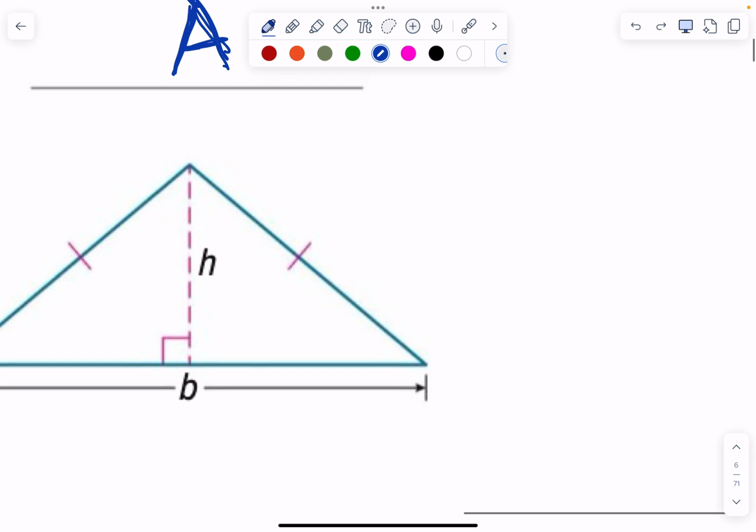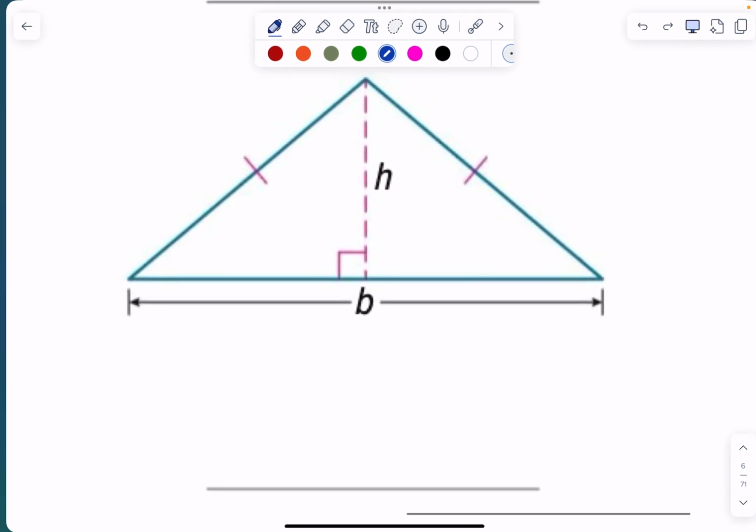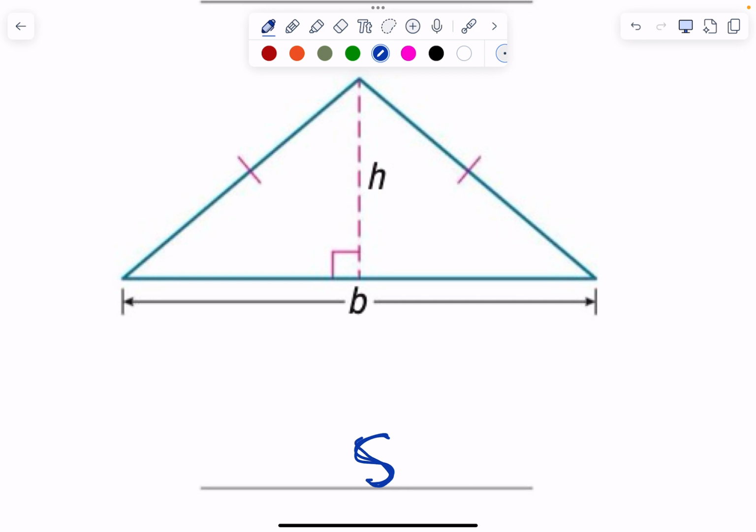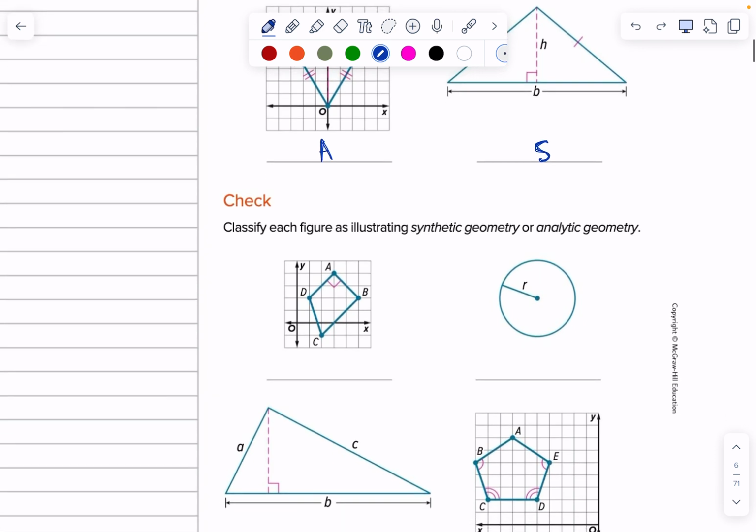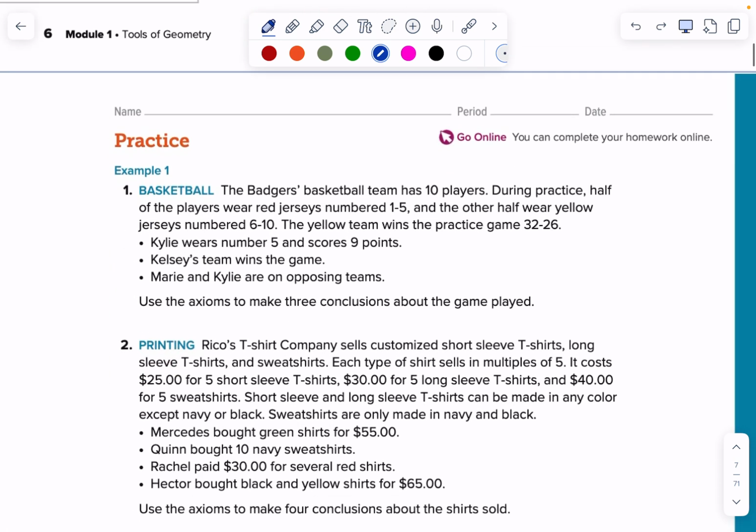Interesting. Okay. And this one is synthetic. What kind of triangle? Yes, synthetic isosceles. It's an isosceles triangle, because these two sides are the same. Synthetic, and analytic has coordinates. Okay, I get it. It's way easier than you think it is. Good.